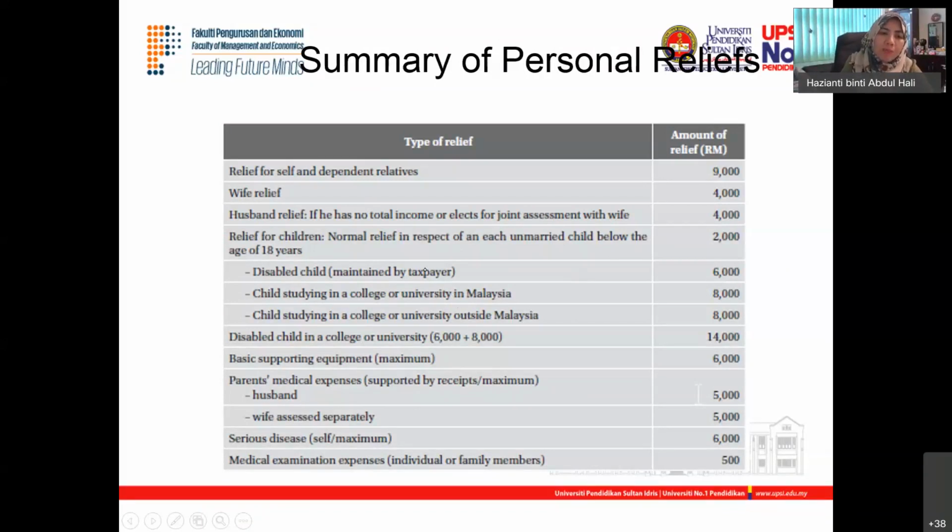So if the disabled child is in college or university, so sebab disabled ada 6,000 kan, plus dia belajar pula dekat university, so 6 plus 8, so for a disabled child who study at the university, the relief that the parents can claim is 14,000. Okay, so parents medical expenses, serious disease untuk self 6,000, and then medical expenses for individual and family members.